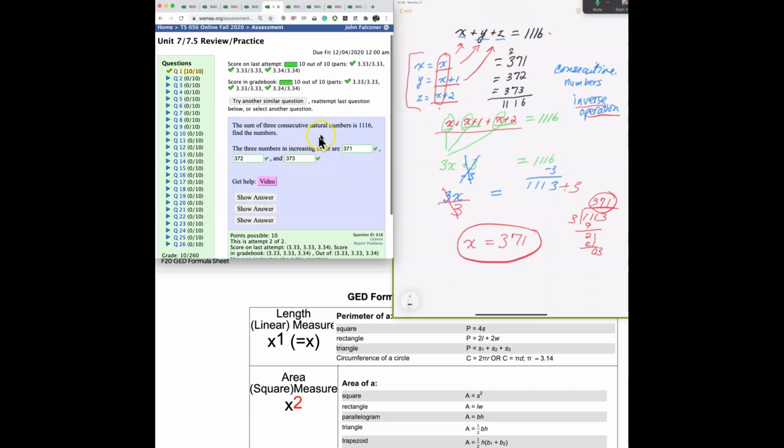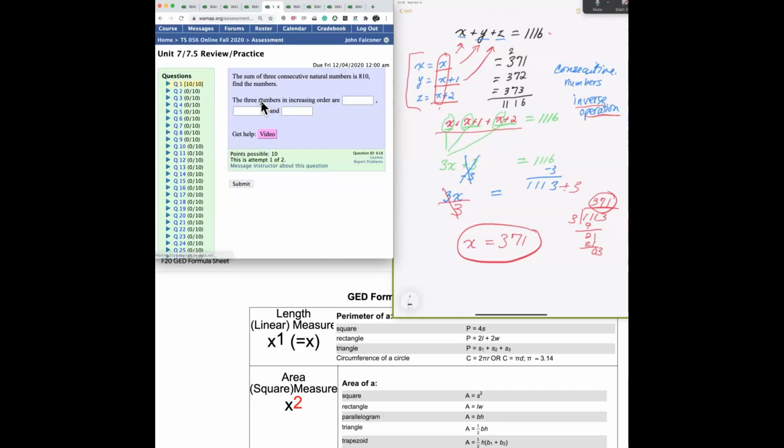And so what I'm going to do is click this. You can pause the video after I click. I'd like you to try and work this problem using this technique with these new numbers. So pause the video and try to work this problem using 810 as your new number.